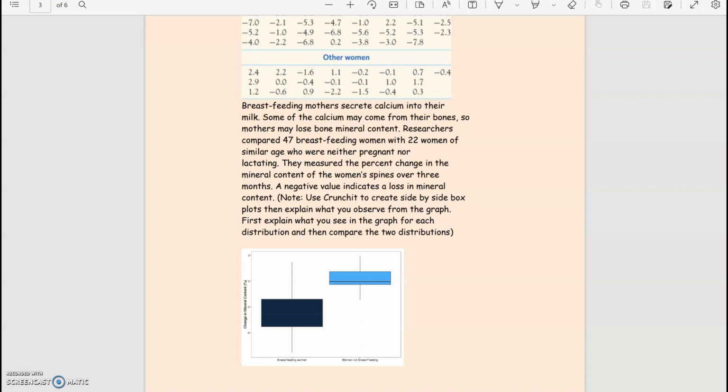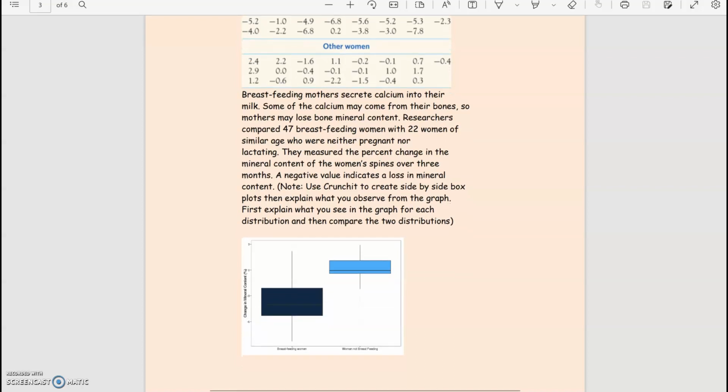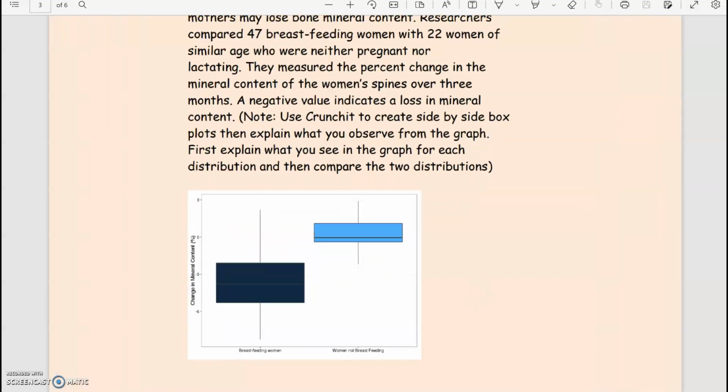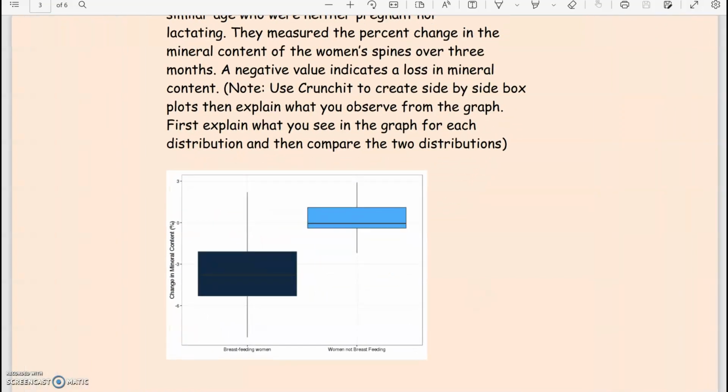Here is a problem where we will use side-by-side box plots to compare results of a study. So we have two groups of women. We have the breastfeeding women and the women who are not breastfeeding, and what we're measuring is the percent change in the mineral content of the women's spines over 3 months.